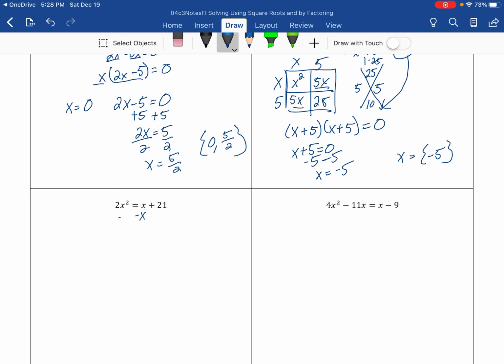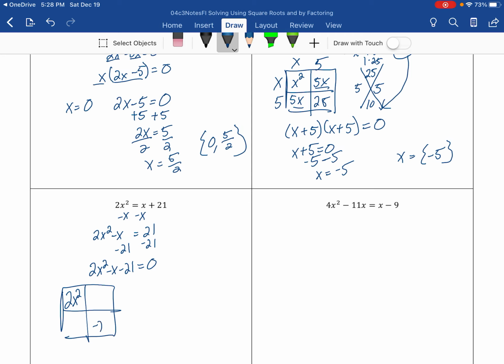This one here, I've got to move everything over next to the x squared. So I'm going to subtract x. So this is going to be 2x squared minus x is equal to 21. I'm going to subtract 21. 2x squared minus x minus 21 is equal to 0. Okay, now I factor.